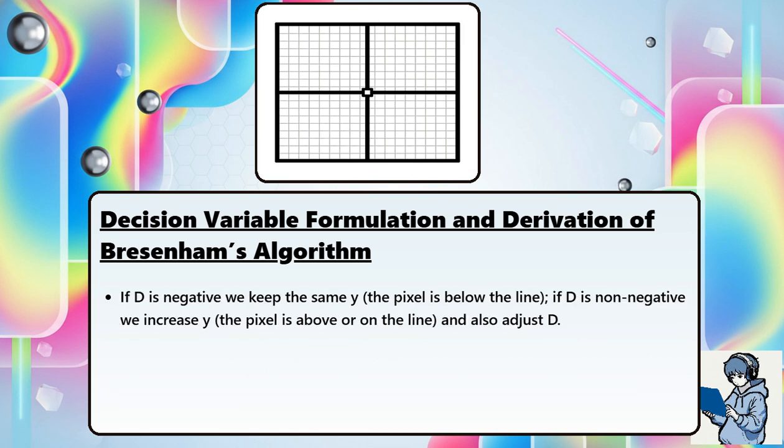If d is negative, we keep the same y, the pixel is below the line. If d is non-negative, we increase y, the pixel is above or on the line, and also adjust d. This integer-only update makes the algorithm fast and exact.